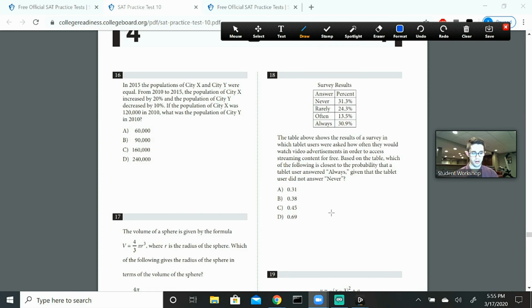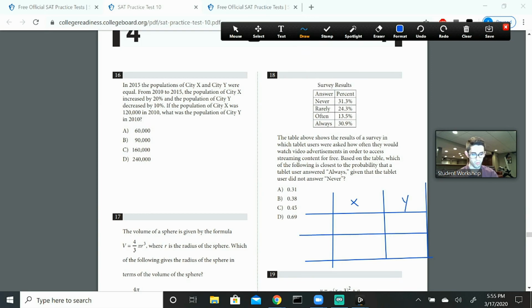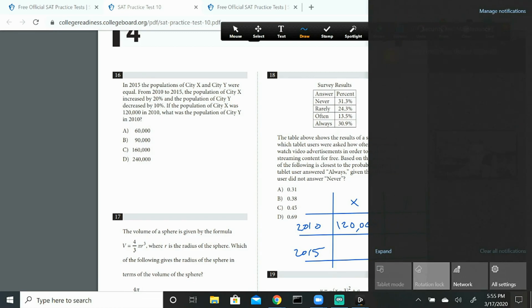Can be a lot to keep track of, so what I'm going to do is just make a little table. I'm going to say we have X, Y, 2010, and 2015. The only value we're given is city X was 120,000 in 2010. And we know that was increased by 20%.